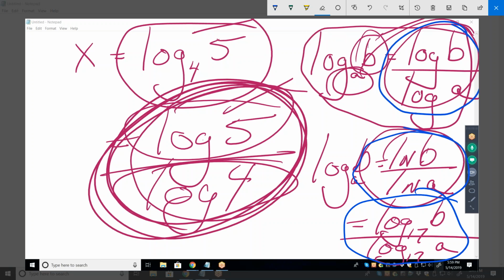But the most exact answer is this one right there. Log of 5 divided by log of 4. Or natural log of 5 divided by natural log of 4. Either one, because your calculator has those two keys. You have a natural log key and you have a log base 10 key.